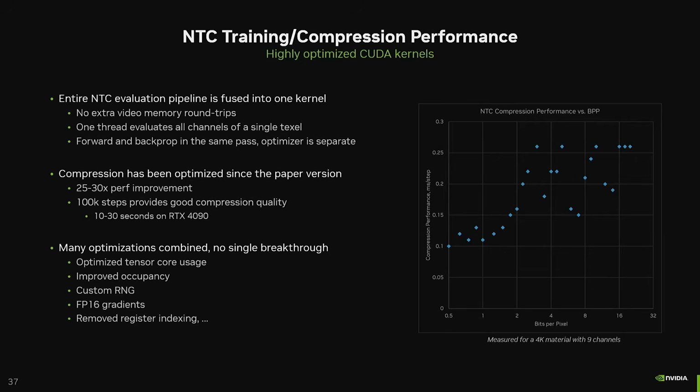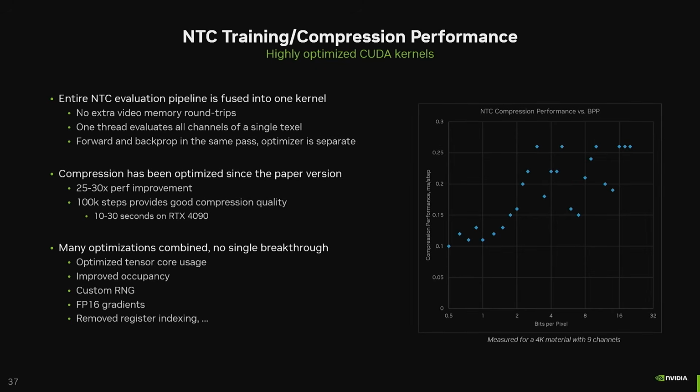So the entire process of NTC is like most of what I showed on the previous slide: the image sampling, the feature sampling, and network evaluation, forward evaluation, error, and backprop, that's all fused into a single kernel, into a single shader. The result is that there are no memory round trips, which means we don't load the data excessively from video memory, we don't store it excessively there. And that means the performance is actually pretty good.